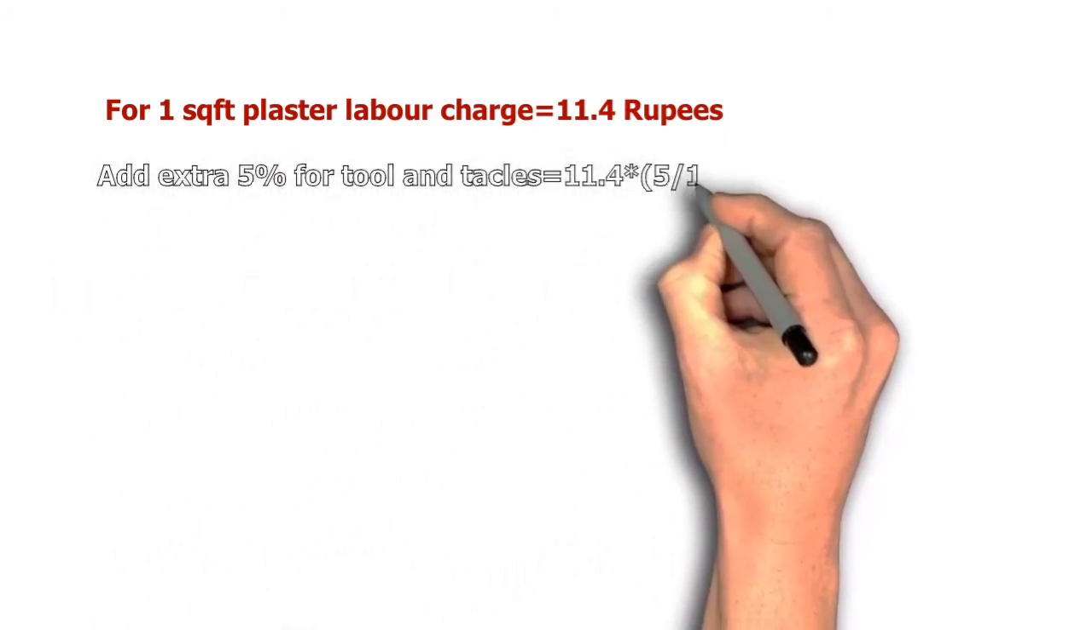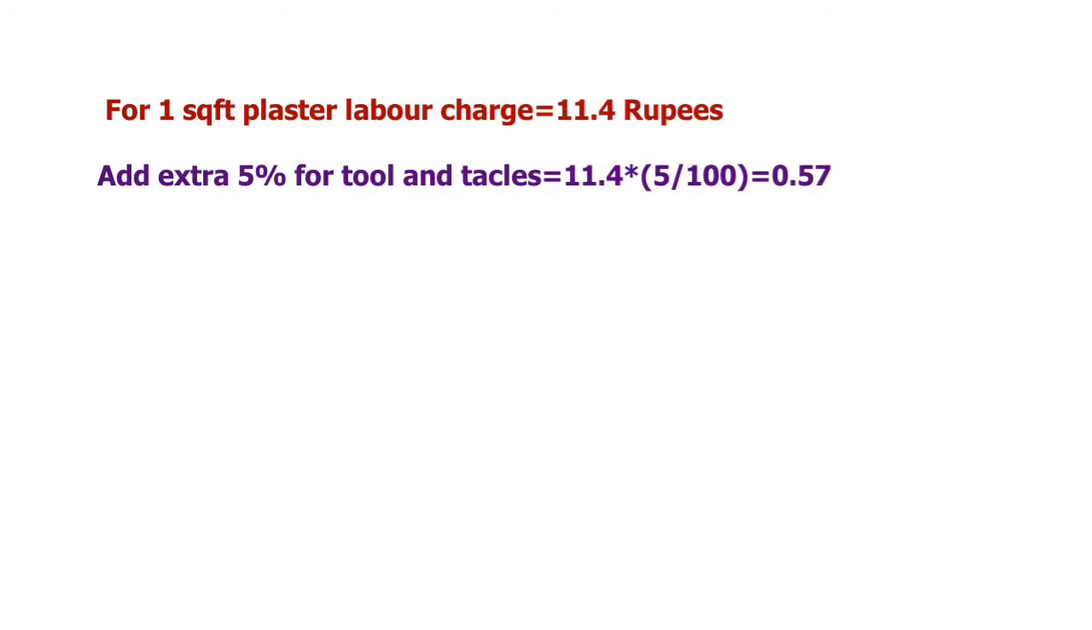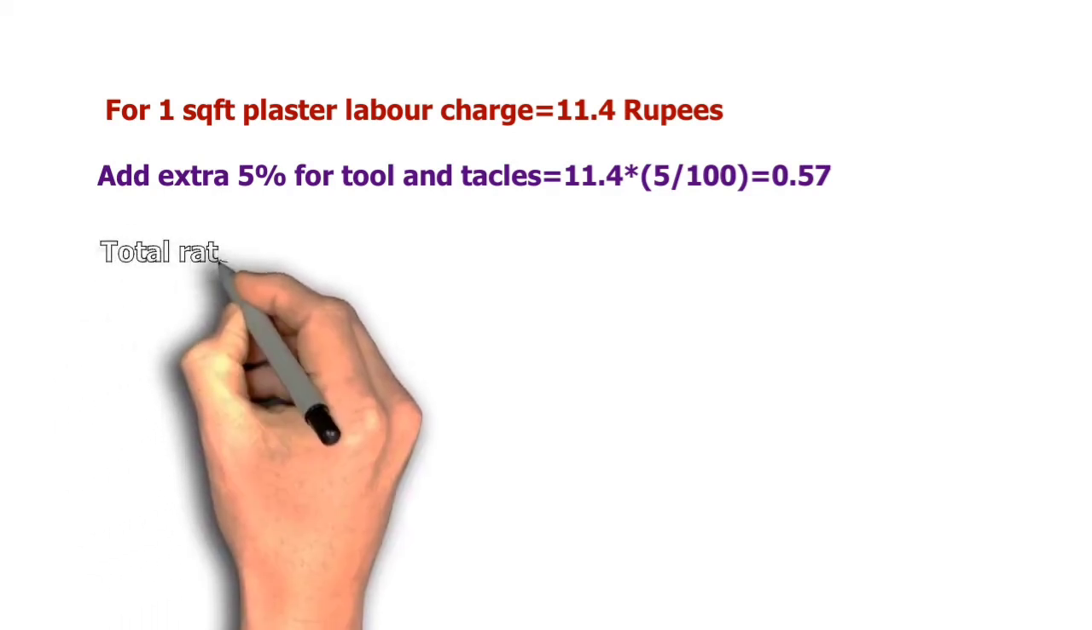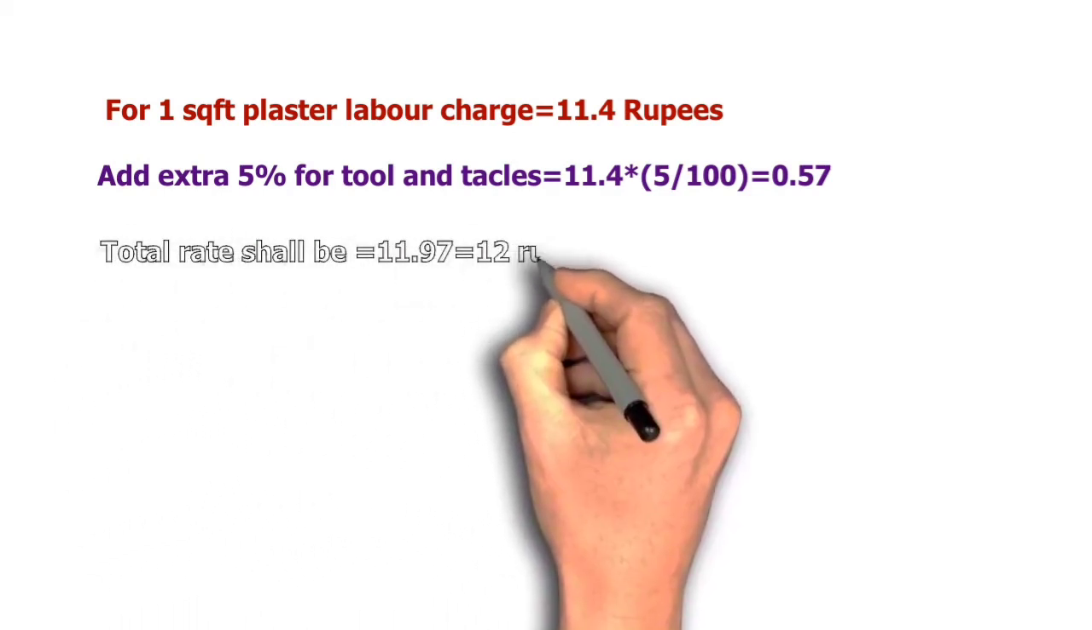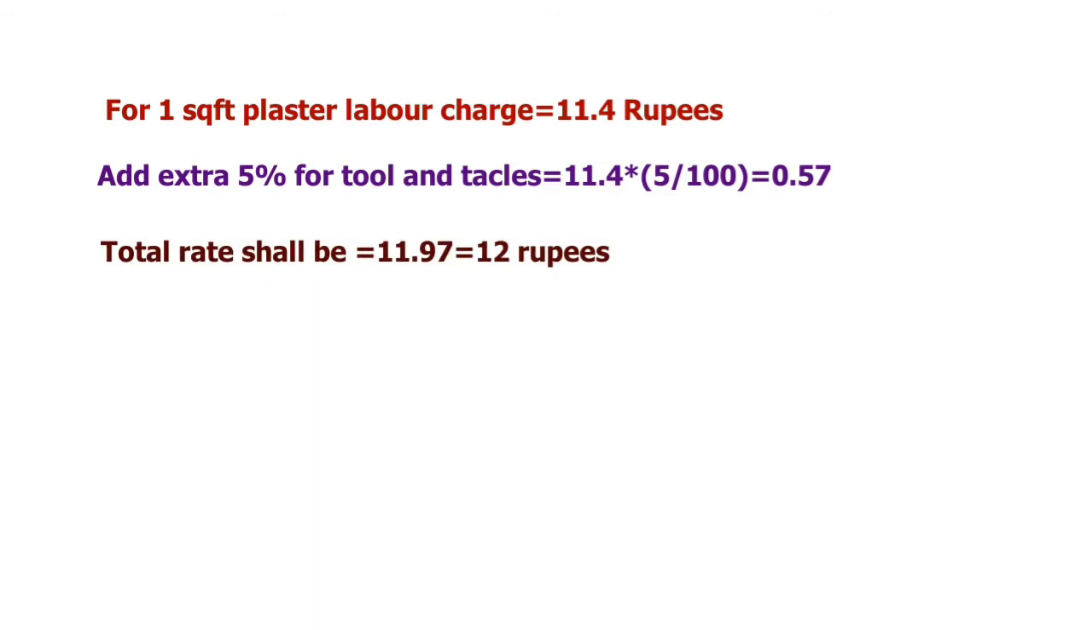Add 5% for tools and tackles, so it will become 0.57 rupees. So the total sum for 1 square feet plaster charges is 11.4 plus 0.57, it will be 11.97 or approximately 12 rupees.